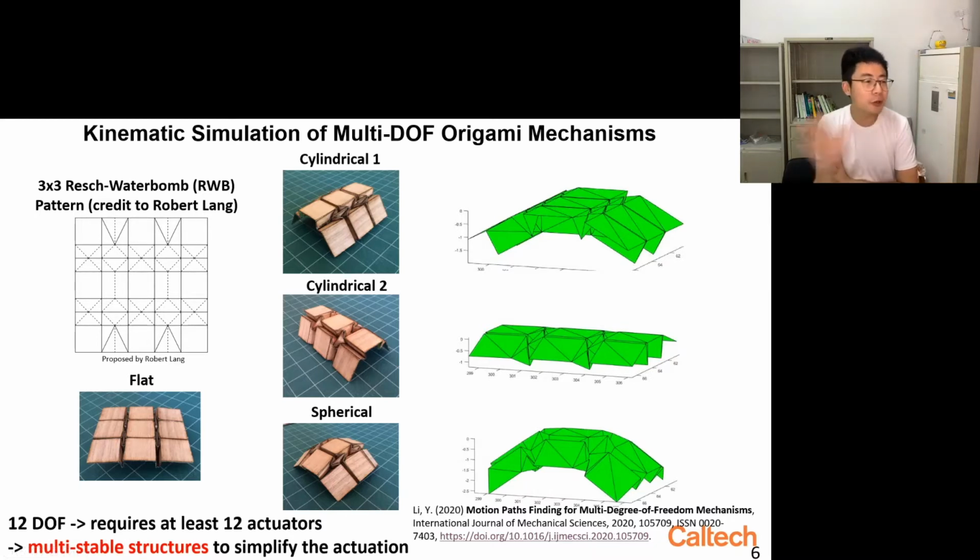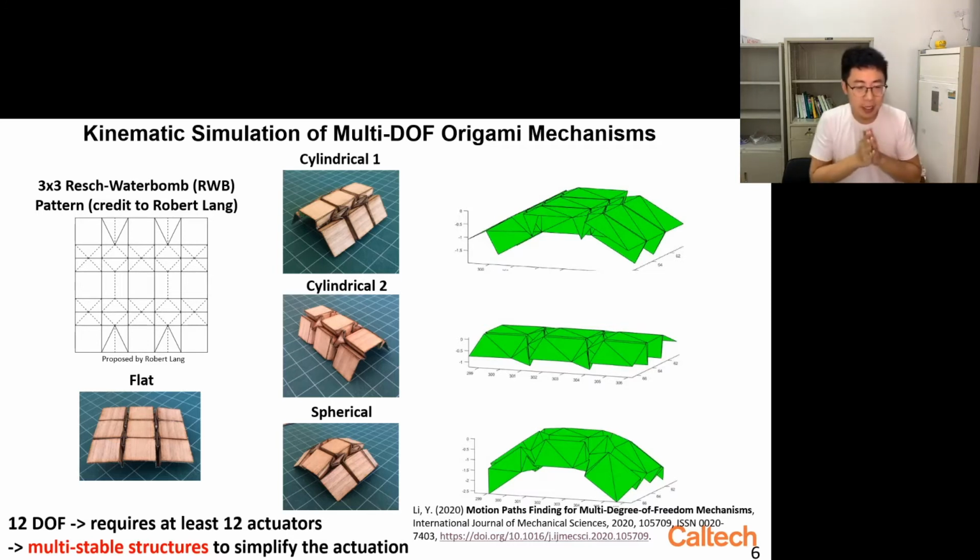This is too many, far too many. Because when you have a 5x5, I've analyzed that it has 24 degrees of freedom, so 24 actuators. It's just crazy, that's not possible. So the idea, okay, why it comes from origami, multi-degree freedom mechanisms, and then to multi-stable structures.